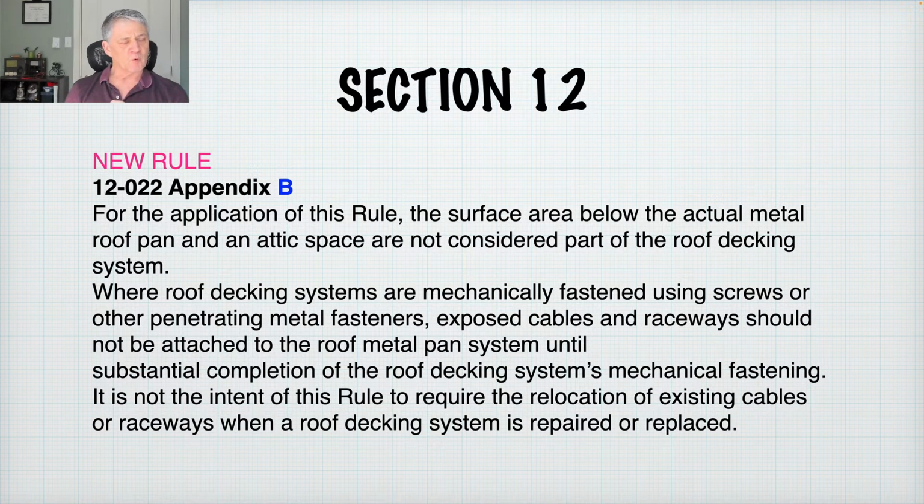So a little bit more. Here's the Appendix B note on this rule. For the application of this rule, the surface area below the actual metal roof pan and the attic space are not considered part of the roof decking system. Where the roof decking systems are mechanically fastened using screws or other penetrating metal fasteners, exposed cables and raceways could not be attached to the roof metal pan system until substantial completion of the roof decking system mechanical fastening. It is not the intent of this rule to require the relocation of existing cables or raceways when the roof decking system is repaired or replaced.